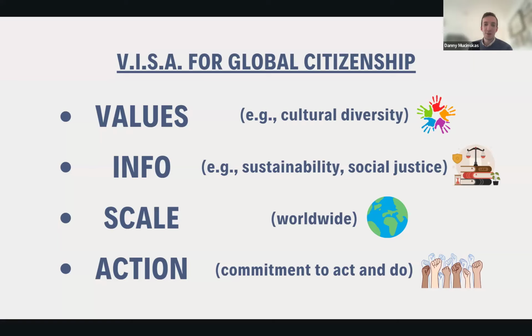And then finally, a commitment to action is this last A element. So, a commitment to act and do. It's not just enough to have certain values, be looking for information, or be aware of the scale of some of these issues, but also a commitment to act in response to them.